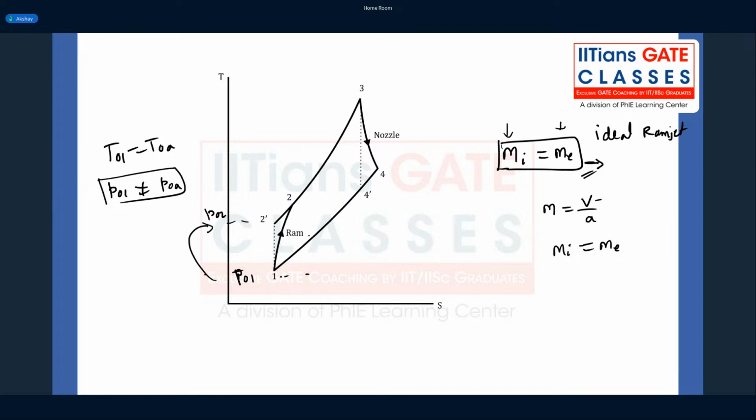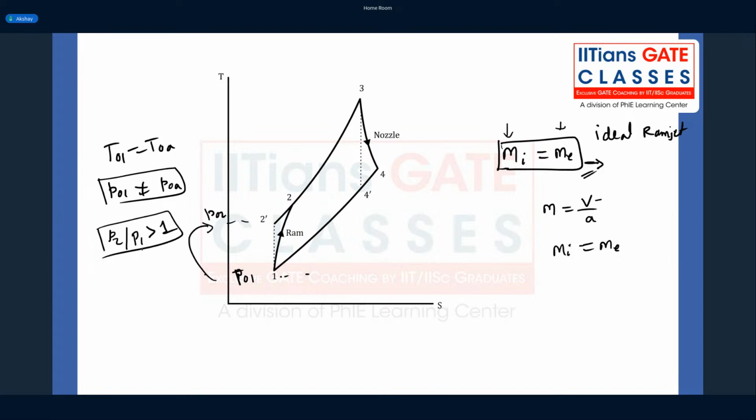But still, the idea here is that you are going to increase the pressure from one point to another through a compression, that is a ram compression. Which pressure is increasing? The pressure which is increasing is the static pressure.